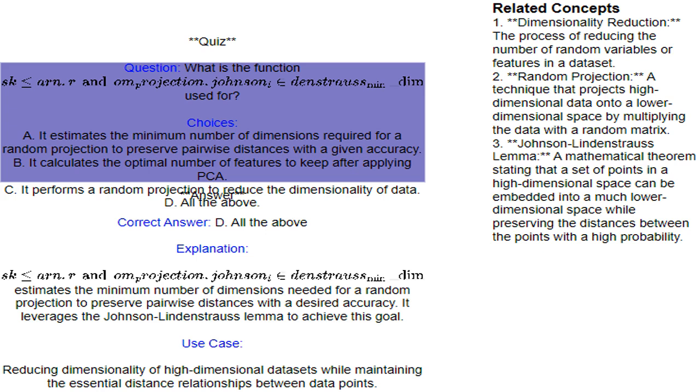C. It performs a random projection to reduce the dimensionality of data. This statement is incorrect. The johnson_lindenstrauss_min_dim function itself does not perform the random projection. Instead, it calculates the minimum number of dimensions needed for a successful random projection to be applied. It's a helper function for dimension estimation. False.